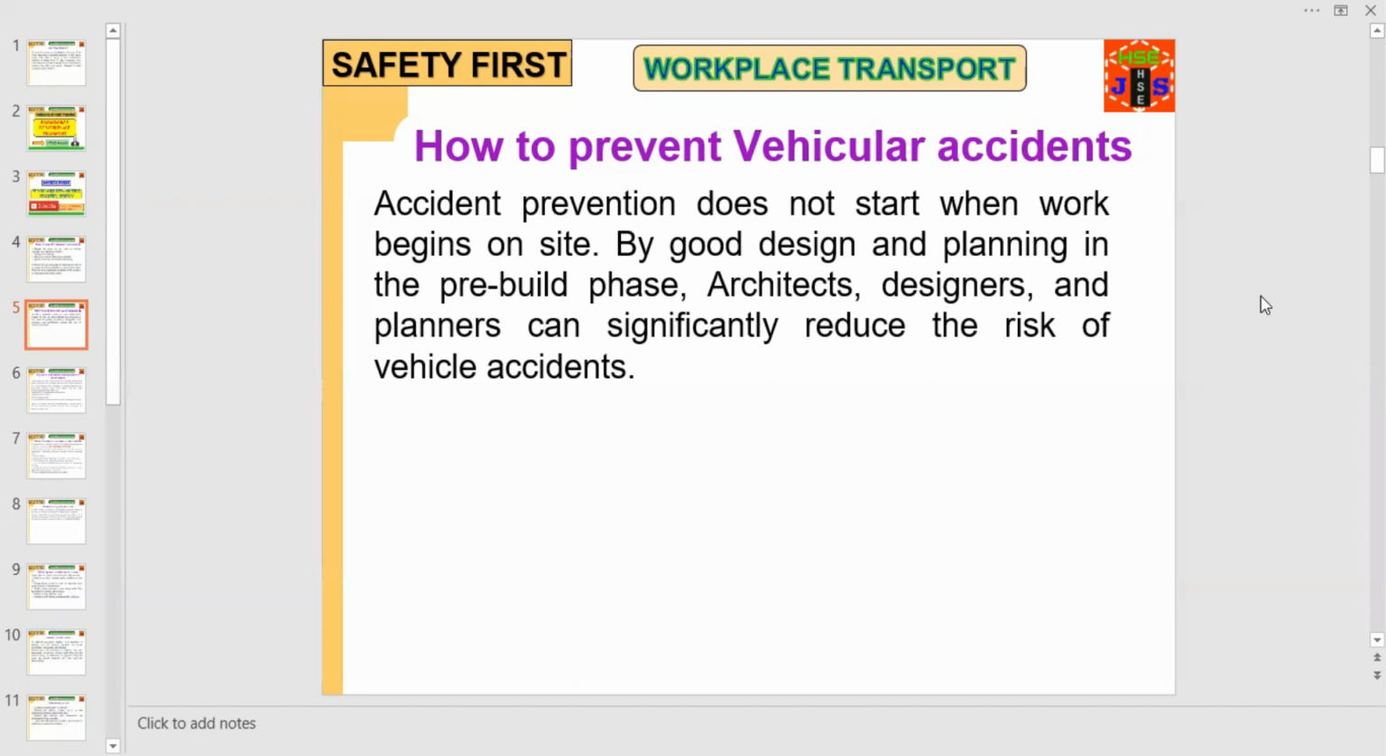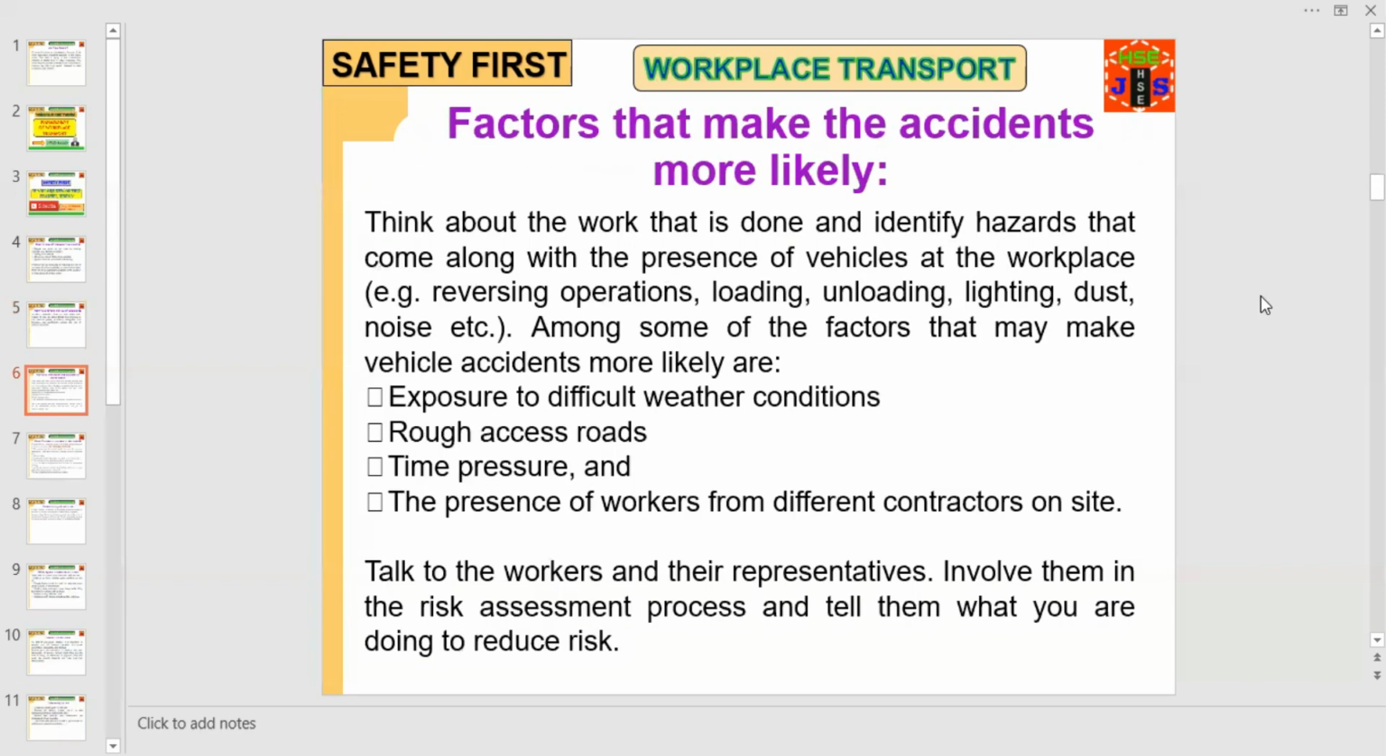Dear friends and fellows, accident prevention doesn't start when work begins on site. By good design and planning in the pre-build phase, architects, designers, and planners can significantly reduce the risk of vehicle accidents. Let us understand the factors that make the accidents more likely.